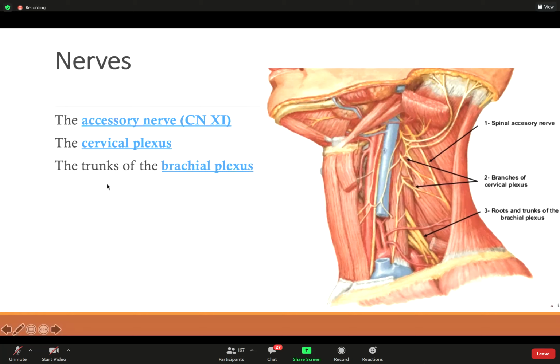Yes, so the person can't shrug the shoulder, right? And maybe you'll have a drop shoulder. Any effect on the movement of the neck? Yes, moving the head. So the person will not be able to tilt or move the head. So they can't move their neck. This is an example of why we are studying this region. This is an example of applying what you learn, especially the triangles of the neck.